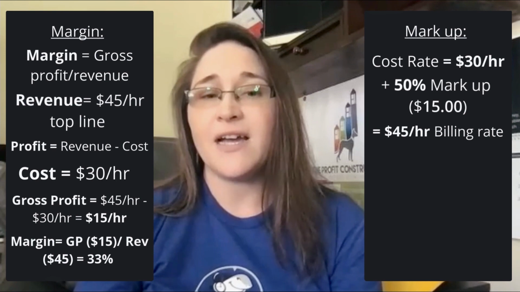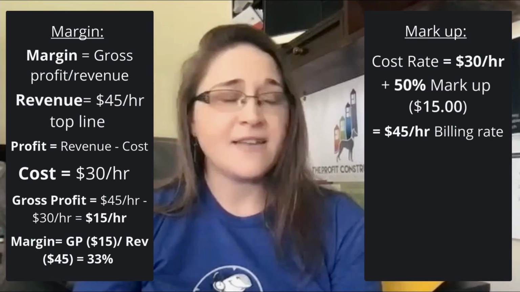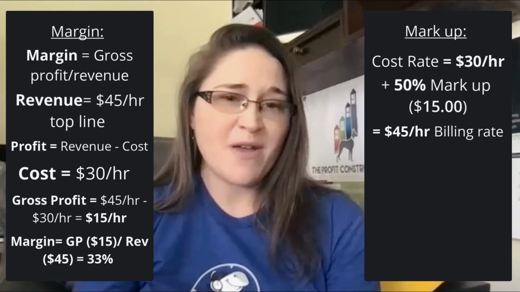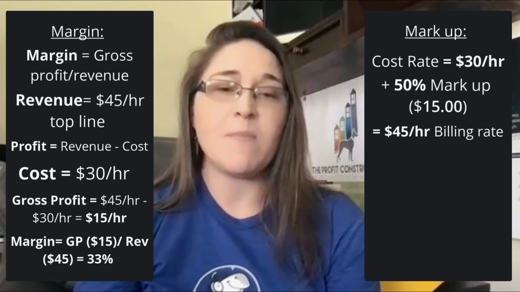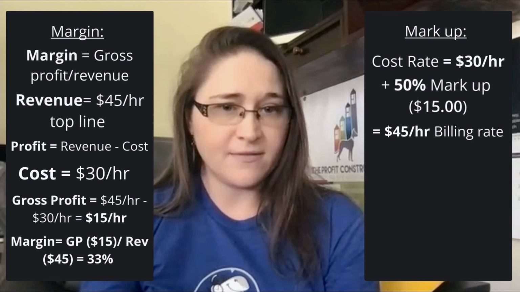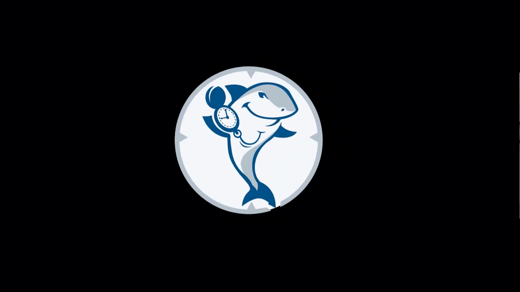Now if I divide that gross profit by the revenue, I'm left with a 33% margin. That's basically what's happening. So I marked it up 50%. Oh, okay. I get it now, because for 33%, $15 is a third of $45, which is the total revenue. Yeah. I got it.